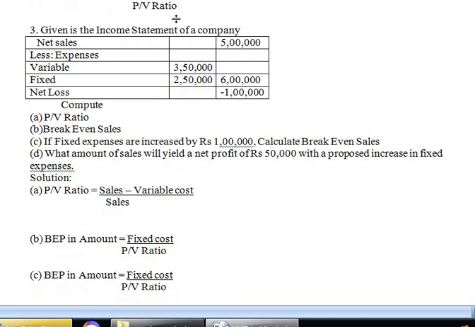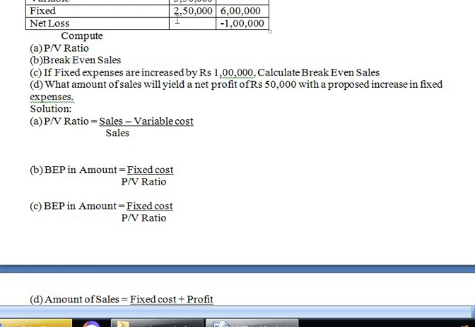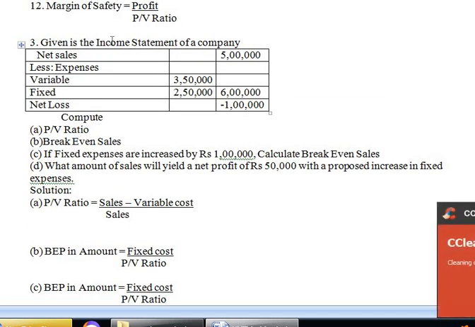So we are going to solve two problems today. Here is the problem. Given is the income statement of a company. Net sales 5 lakhs. From that, expenses are deducted, that is variable as well as fixed. So expenses are more than the sales, so there is a net loss of 1 lakh rupees. So we need to compute PV ratio.